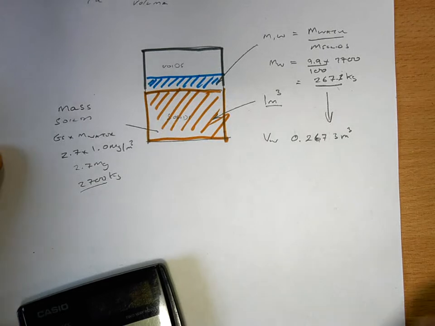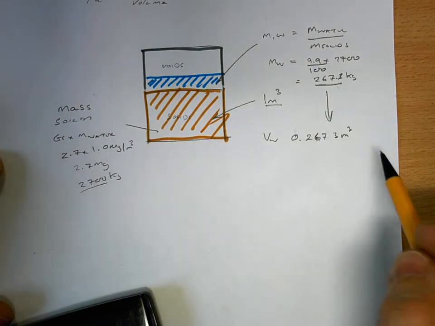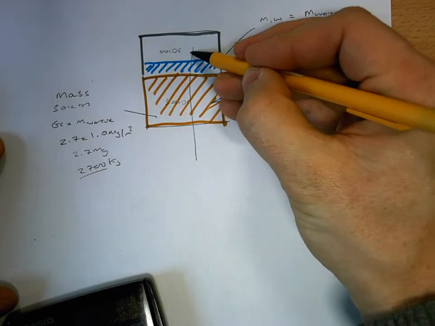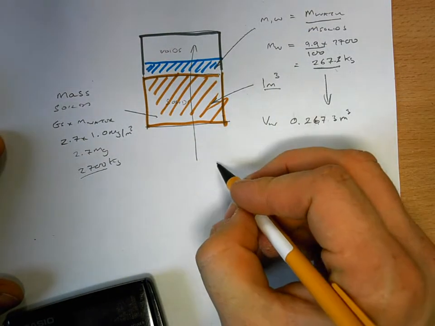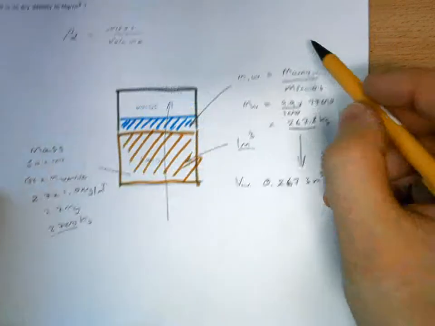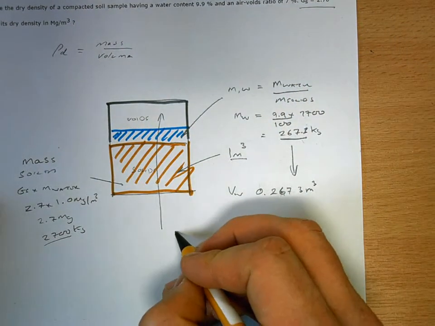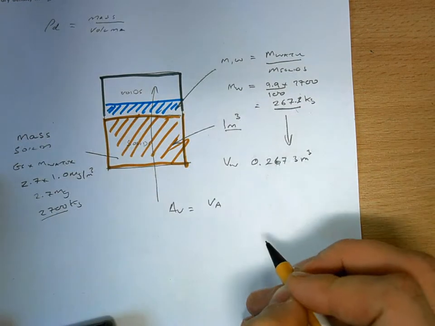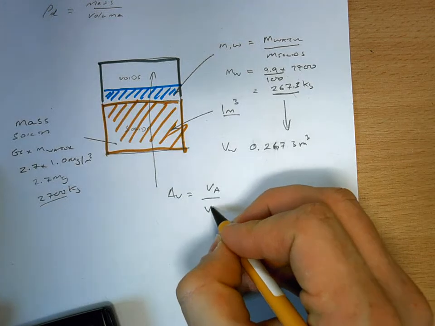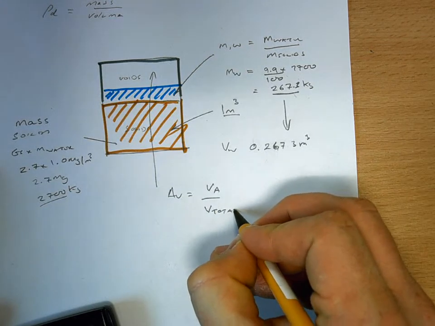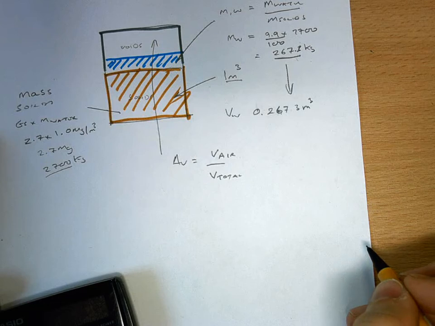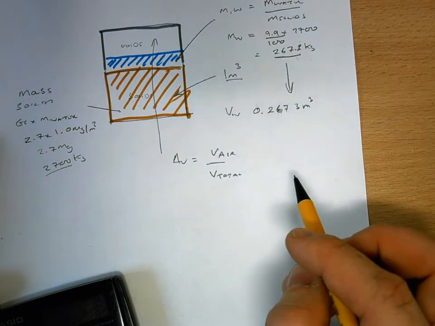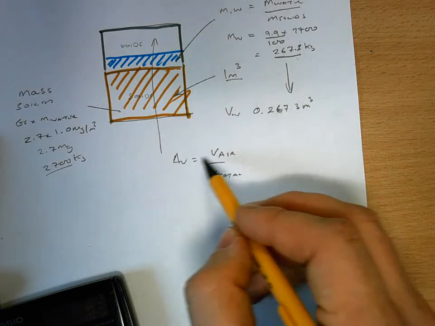So we're making progress. Now we just need to get an idea of the air. Okay, I'll pop it down here so you know how much air we've got. We read that from the question where it says about the air voids ratio. And air voids ratio is equal to the volume of air divided by the total volume. Now we don't know what our total volume is.